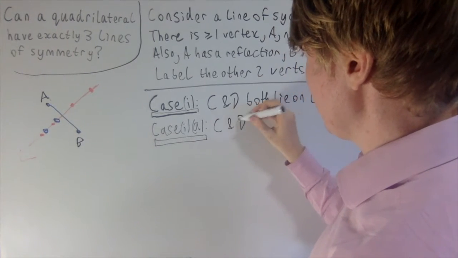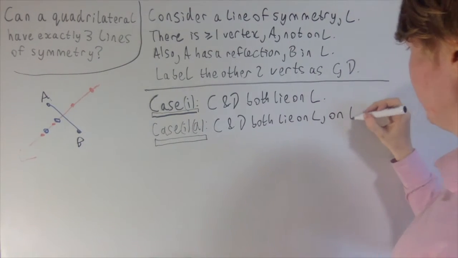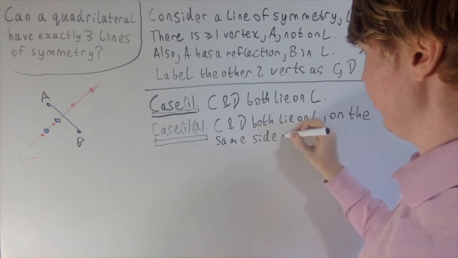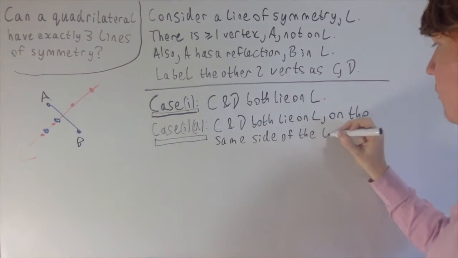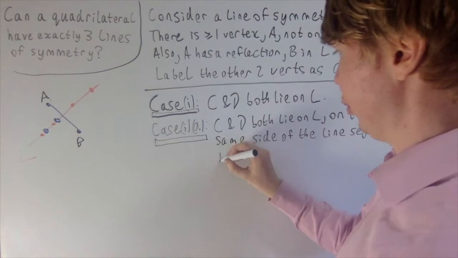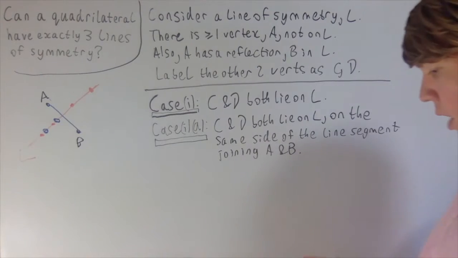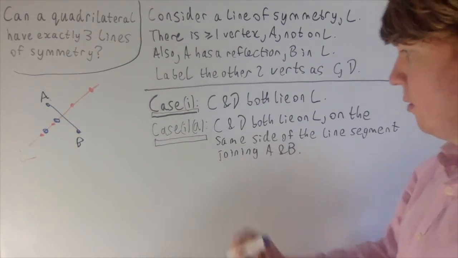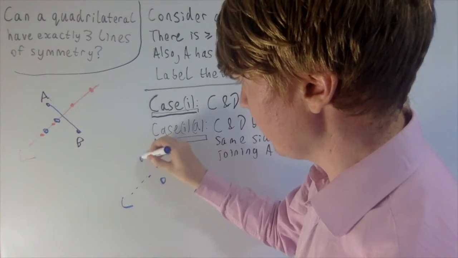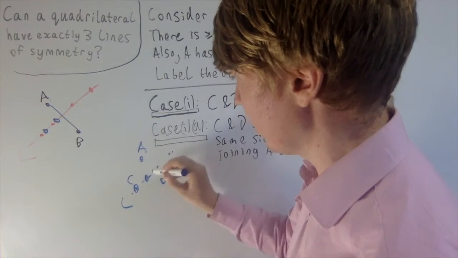So C and D both lie on L on the same side of the line segment joining A and B. Okay, so just our general picture then, case 1A: we've got our line of symmetry L, we've got A and B, and then we've also got C and D somewhere down here, or they could be both on the other side.